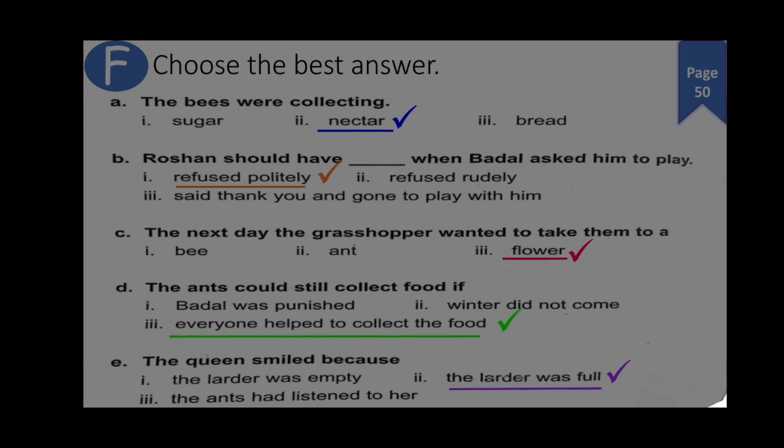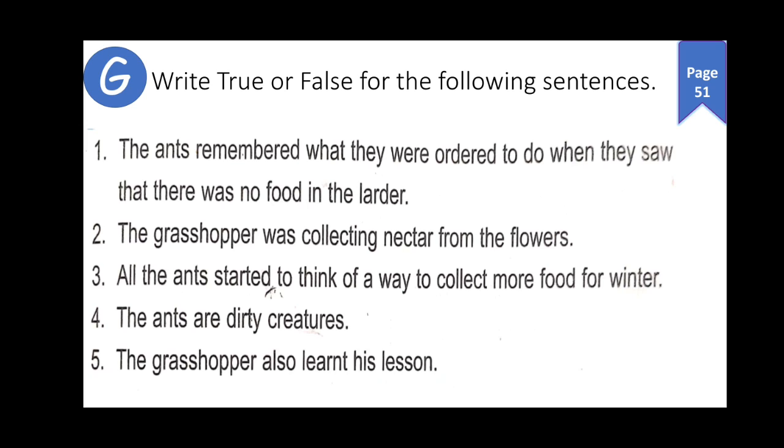Now moving towards our next exercise, and it is on page number 51. Exercise number G is write true or false for the following sentences. We have to write either the sentence is true or it is false, and you have to write the answers with the help of blue color.